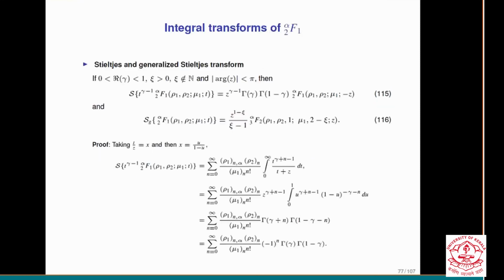And the integral transform. So here we also discuss some changes in the generalized integral transform that is given in the form of 115 and 116. And here is the proof of the theorem. This is basically the proof of the theorem, and it is given in this form.